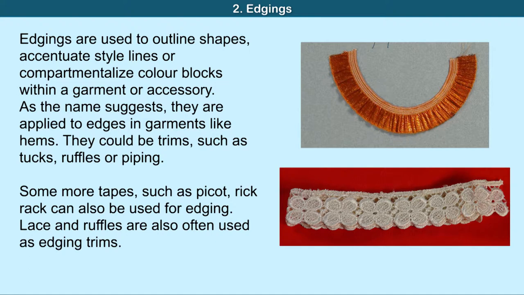The next category is that of edgings. Edgings are used to outline shapes, accentuate style lines, or compartmentalize color blocks within a garment or an accessory. As the name suggests, they are applied to edges in garments like hems. They could be trims like tucks, ruffles, or piping.